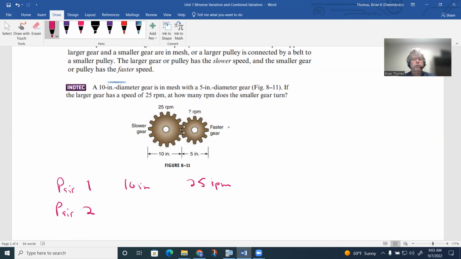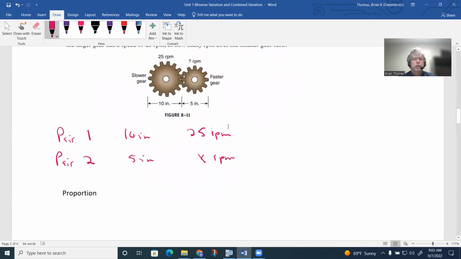The smaller gear is the 5-inch diameter, but we don't know how many RPMs it's going. So those are my relationships, the known and the unknown. As far as the proportion goes, notice that the 10-inch will go on the top on one side, but the 25 actually goes on the bottom of their side to create what we call an inverse relationship. So the 10 inches goes on one side, the 25 RPMs goes on their side. And then the 5 inches has got to stay on the same side, and the X RPMs goes over here.